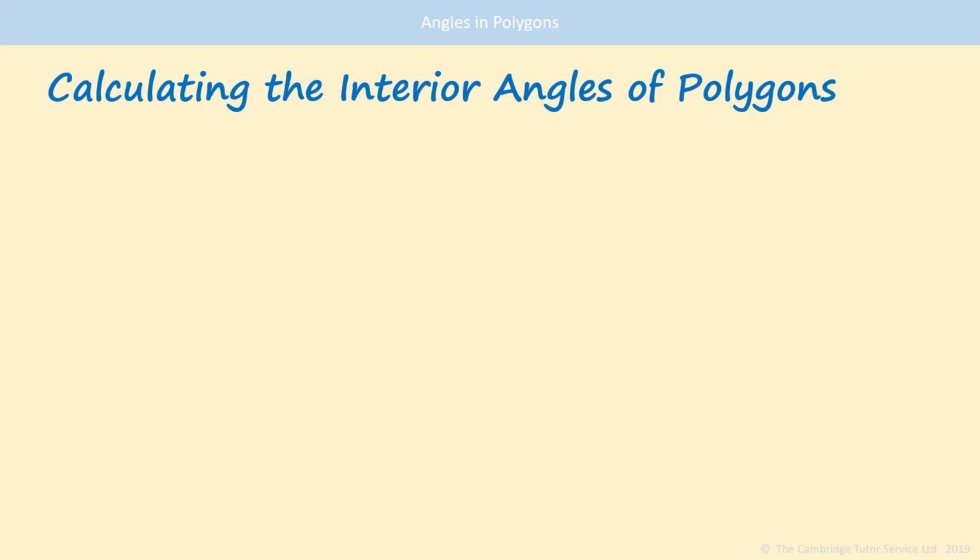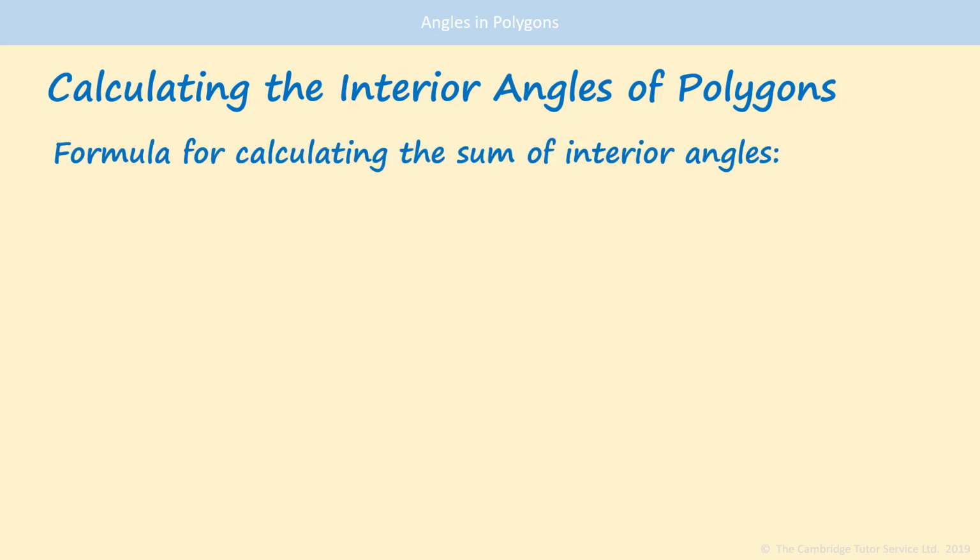Looking first at calculating the interior angles of polygons. I think this is actually the hardest bit of this section of maths, but it is a good idea to start with this. The formula for calculating the sum of interior angles is n minus 2 times by 180. N is the number of sides of your polygon.